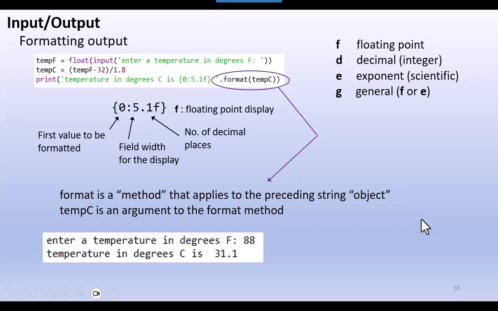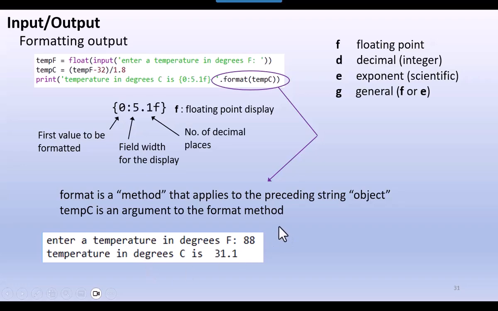And so the format string that we put into the text string here had several elements. The first is a 0, which means it's the first value to be formatted. And if we had a subsequent value, that next number would be 1, and so forth. 5 is the width of the field for the display, including the period for any decimal. 1 is the number of decimal places, and F means a floating point display. And then there is the format here, which is called a method that applies to the preceding string, and temp C is an argument to the format method, and this is the result that we get.